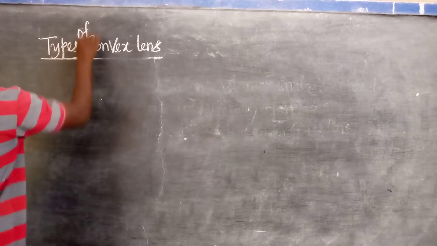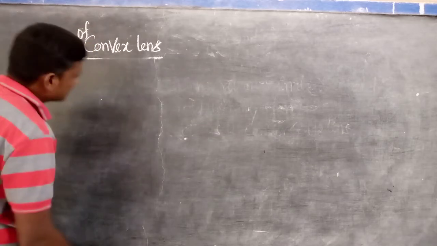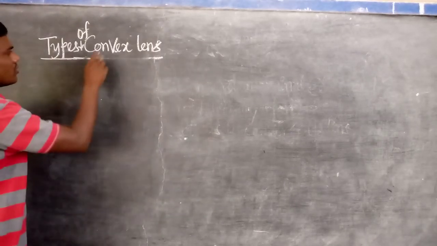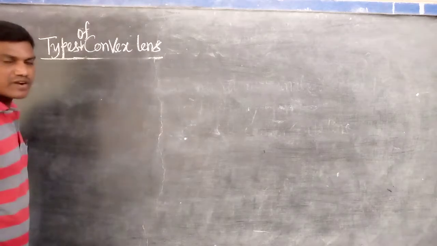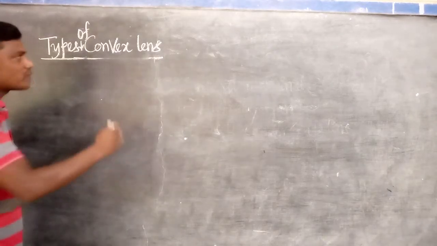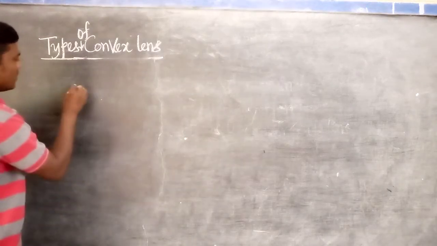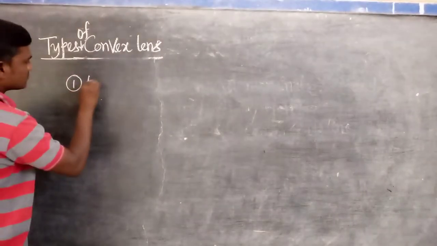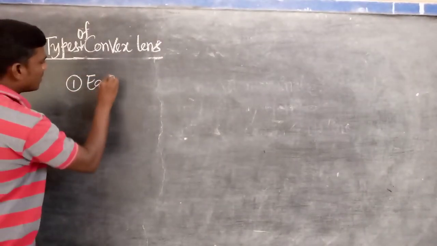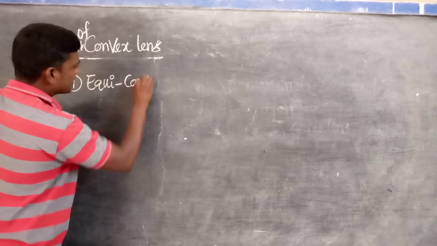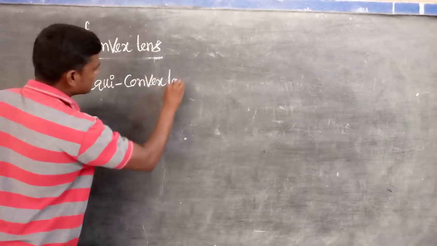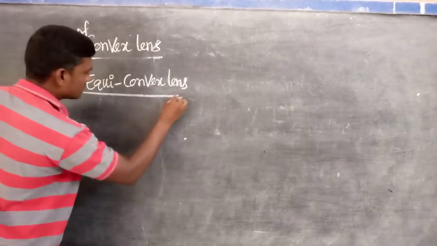So types of which one? Convex lenses. So the convex lenses are further classified into the 4 types. 4 types of convex lenses are available. First one is equi-convex lens. First one.